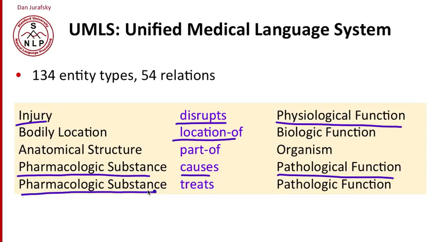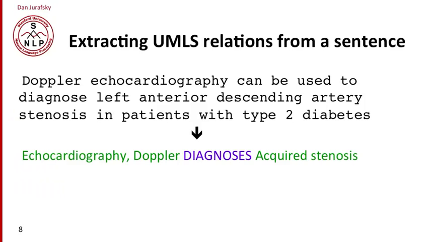Or we might have some other pharmacological substance that instead treats some pathological function. So we have lots of different entities, in this case 134 of them in this data set, and 54 relations that can hold between them. Now for each application, we might have a different set of relations that might be useful.